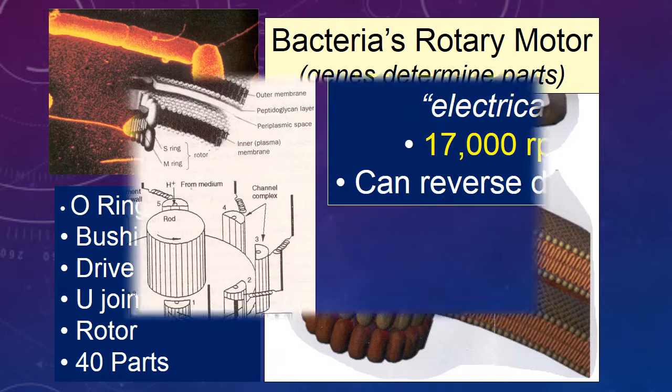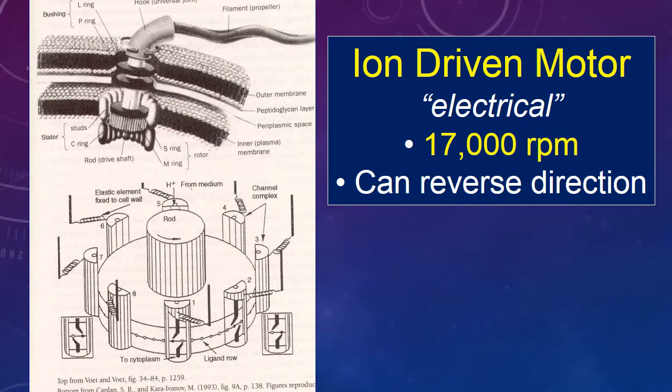And incredibly, what causes that flagellum to spin around is an ion-driven little electrical turbine motor. And it can whip that around at 17,000 revolutions per minute, and it can reverse itself in half a minute. Incredible, incredible design in something as small as a single-cell bacteria.